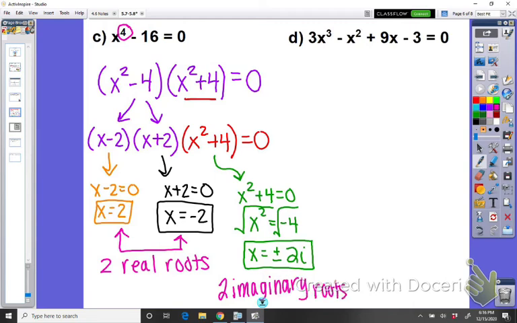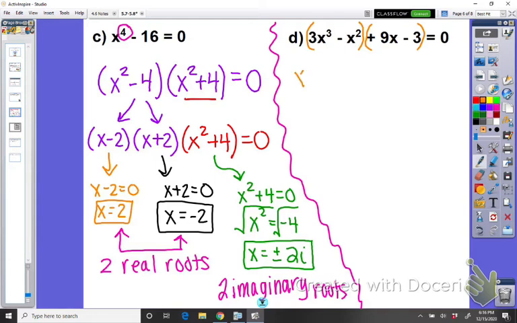So 2 real and 2 imaginary. 2 plus 2 is 4. Alright, and the next one, let me get some space here. 4 terms there, so you should automatically think to yourself, grouping sounds like a good idea.